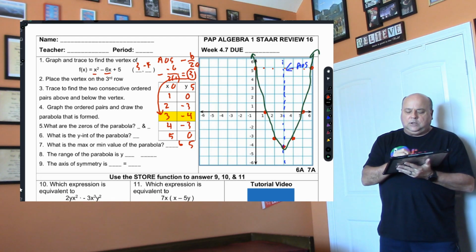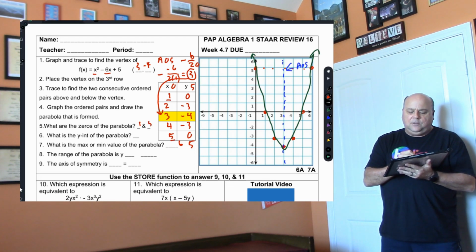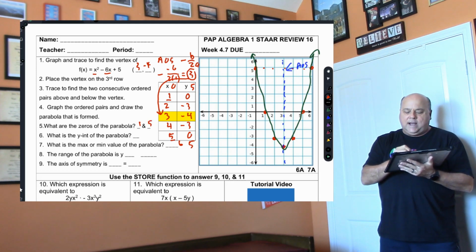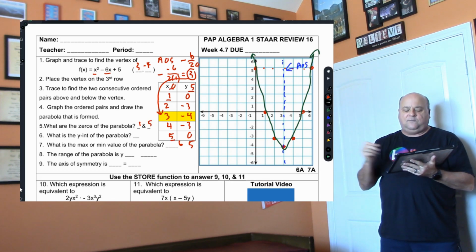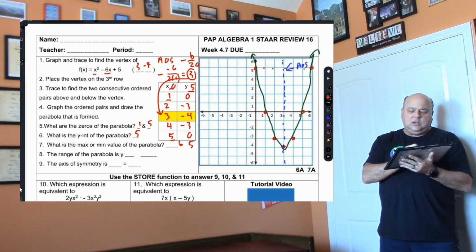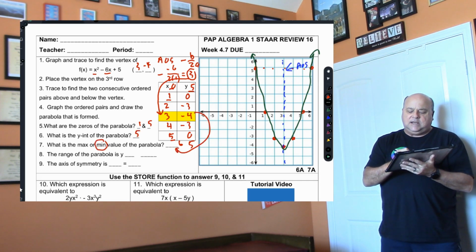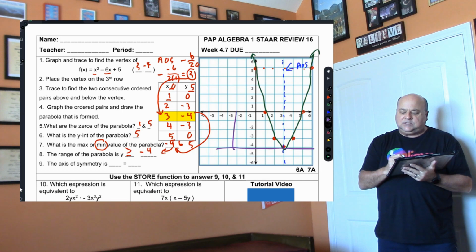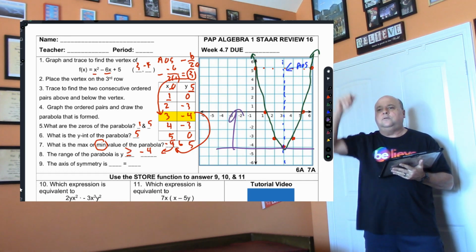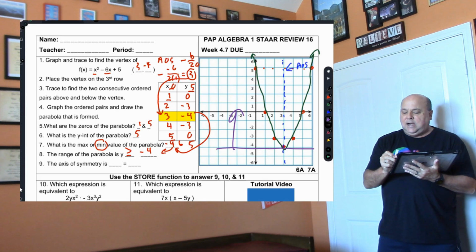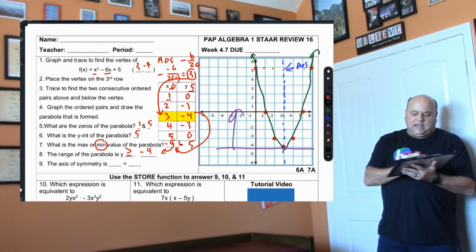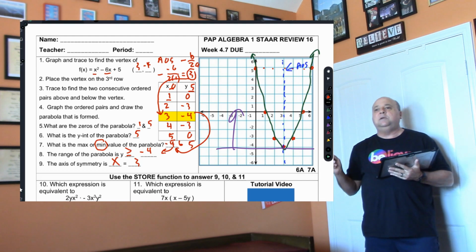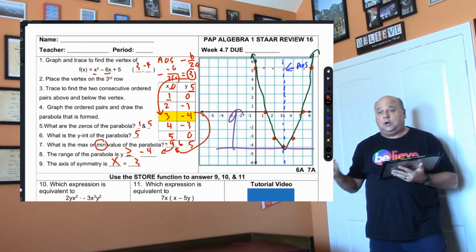Now then, let's go get our zeros. Our zeros are 1 and 5. They're the ones that output a 0. The y-intercept is your starting amount, which is 0, 5. The max or min, we've got a minimum, and the minimum is negative 4. That minimum also goes to the range. The range has to be more than negative 4. The parabola will never, ever go below this line. So the range has to be all the numbers above the vertex. And the axis of symmetry is x equals 3. That's the negative b over 2a. That's the formula that's on your formula chart.